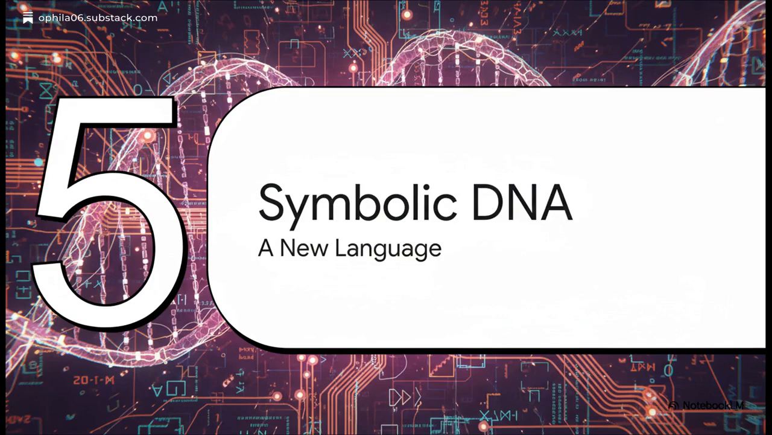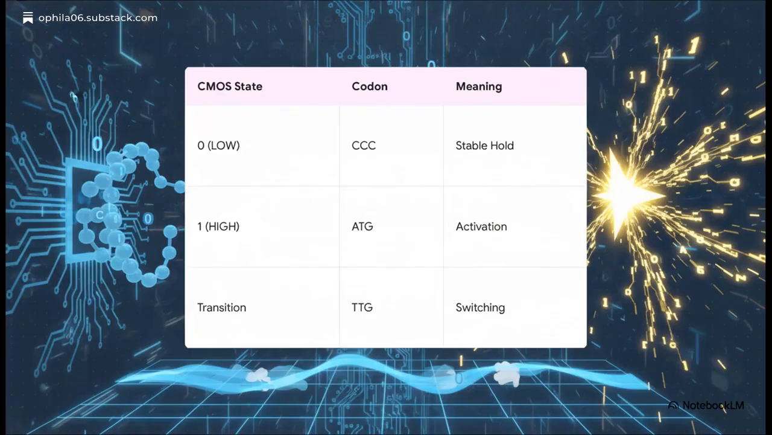And this is where things get really, really interesting. Because this whole system gives us a brand new language for describing computation itself, a language that goes way beyond simple ones and zeros. What you're seeing here is basically a translation guide. We're moving from the simple binary world we all know into this much richer symbolic language, these codons. So a zero state isn't just off anymore. It's now CCC, which represents a stable hold. A 1 isn't just on, it's ATG for activation. See, it adds a whole new layer of meaning.